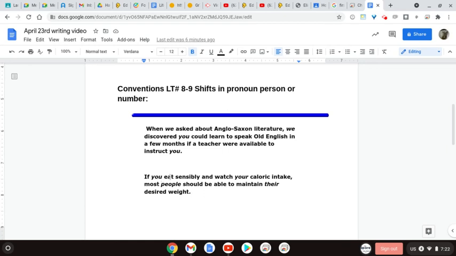a better option for this one would be to change it to if dieters eat sensibly and watch their caloric intake, then most people should be able to maintain their desired weight, because that'd be more formal. But again, we're focusing on shifts in pronoun person, and since this one is already established, the second person point of view, then that should be the correction we make, is keep it in that second person.